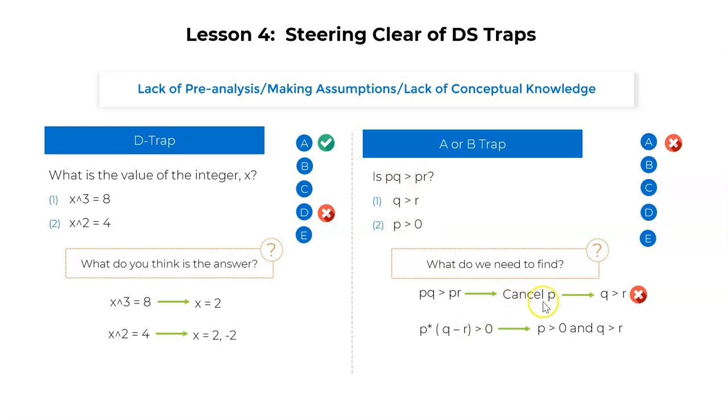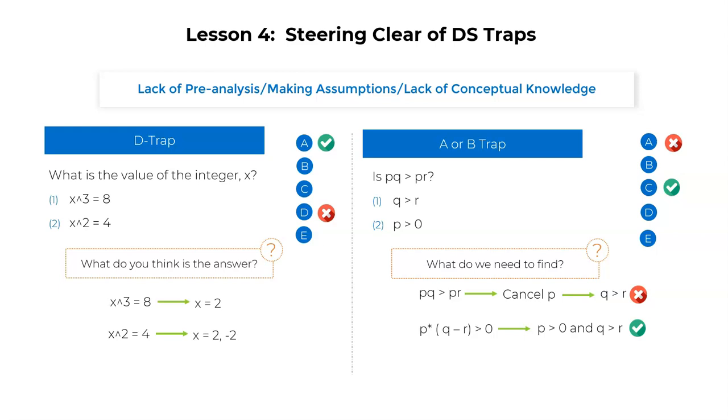Now if you're cancelling here, the mistake is you don't know what P is, right? P could be 0. If P becomes 0, then both sides will become equal. So cancelling here is very dangerous without knowing the nature of P, without knowing the nature of the variable. So in this case, when I take both these statements, when I know P is greater than 0 and Q is greater than R, then only will I be able to get the answer. So the correct answer in this case is option C.